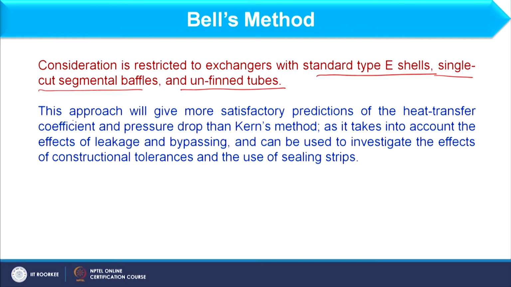So, Bell's method gives more satisfactory predictions of heat transfer coefficient and pressure drop in comparison to Kern's method, because it considers the effects of leakages and bypassing, and can be used to investigate the effects of constructional tolerance and use of sealing strips. What are these sealing strips and where are these used? I will explain that in subsequent lectures. So, at present please consider this as it is.